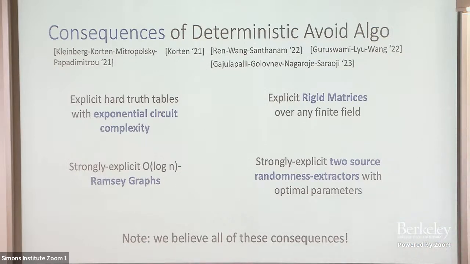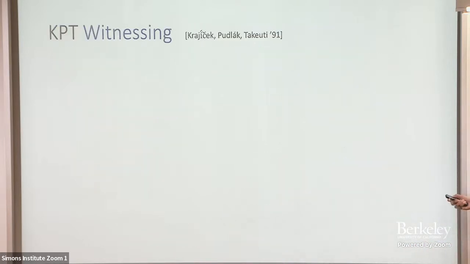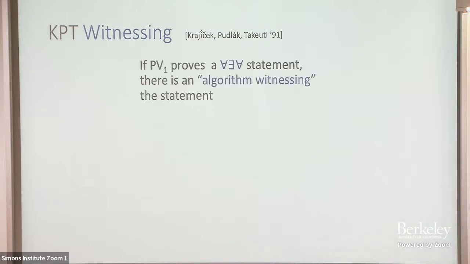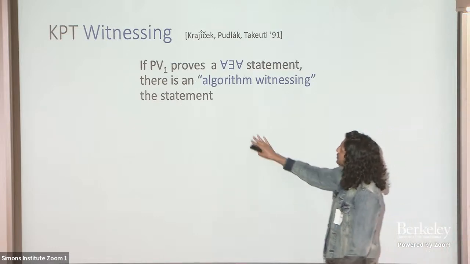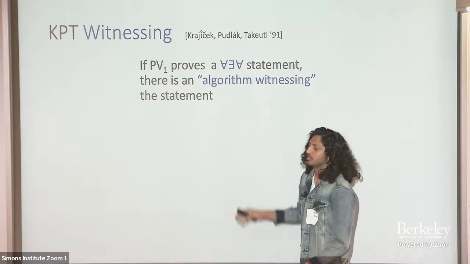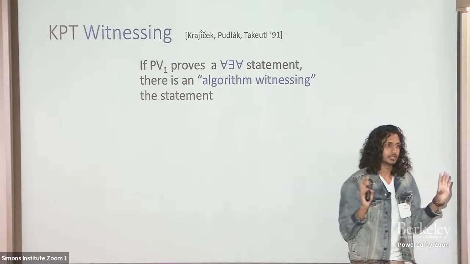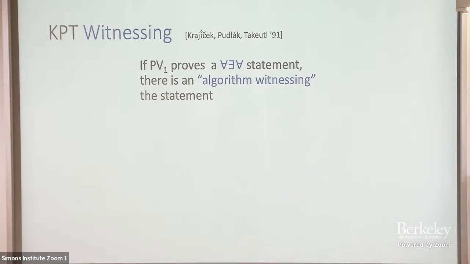Okay, great. So there's this hammer I mentioned, which is KPT witnessing, proved by Krajíček, Pudlák, and Takeuti in '91. I'm going to state it informally and then tell you what the consequences are for our problem. If PV1 proves some sort of for all exists for all statement, then there is some sort of algorithm witnessing this. And I'll be more specific about what I mean by algorithm in a second.